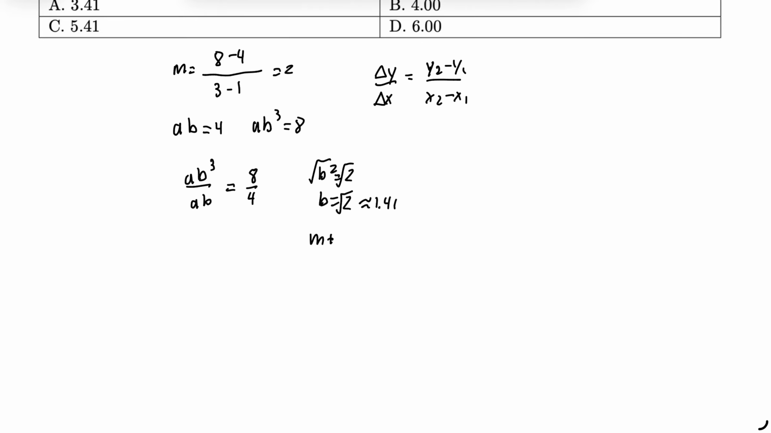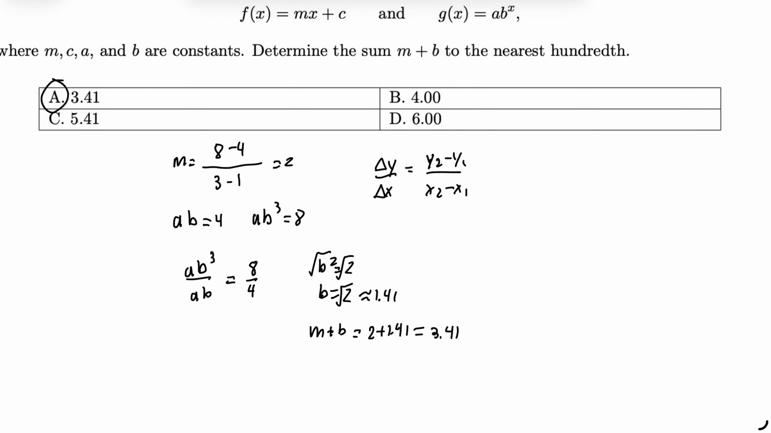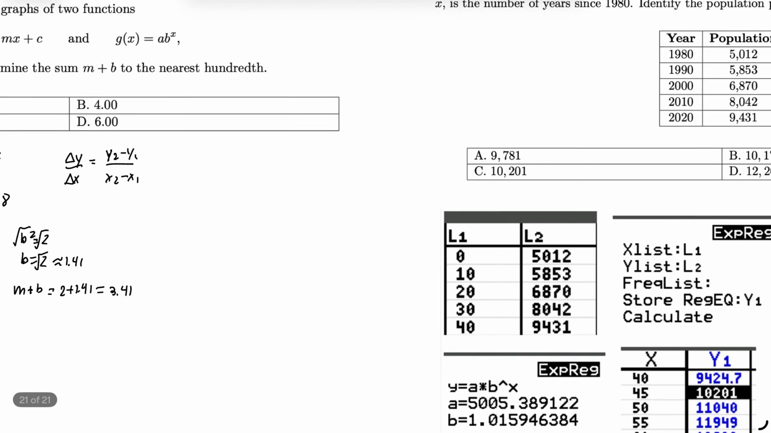So if we take m plus b, that is equal to 2 plus 1.41. That is equal to 3.41. So our answer is going to be 3.41. Now let's continue to our next problem.